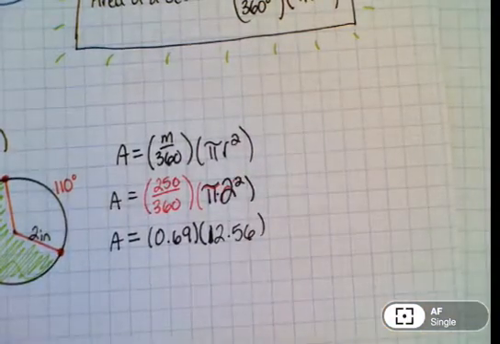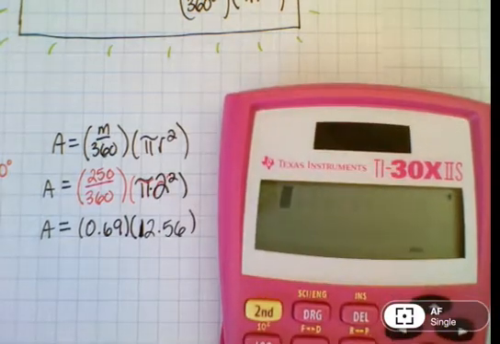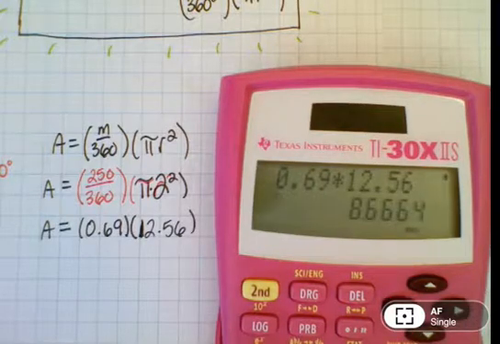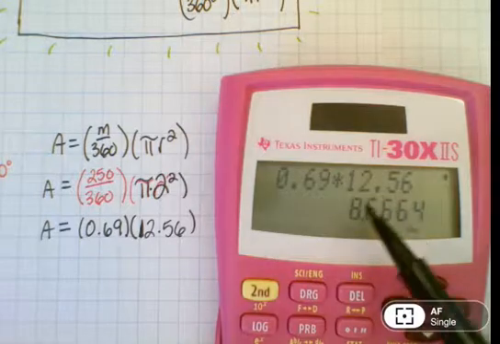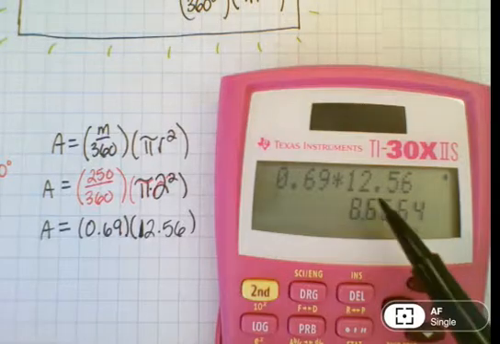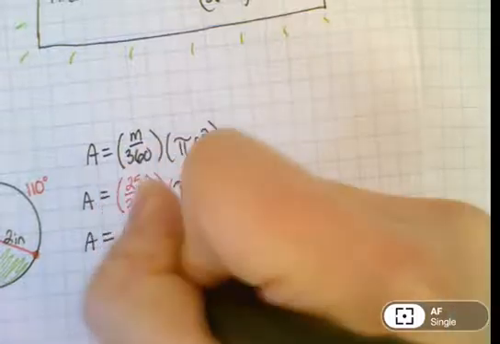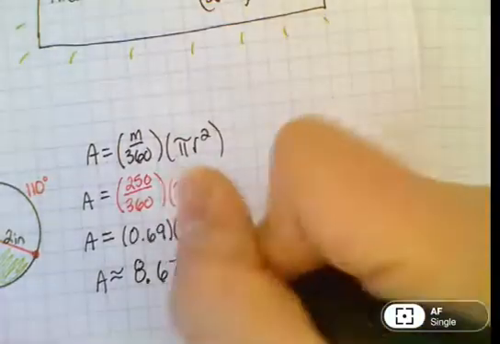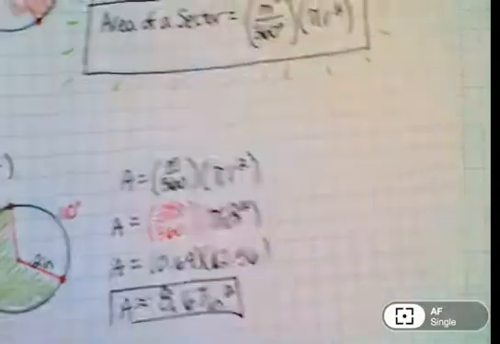And then I'm going to go ahead and take my calculator and do the multiplication. 0.69 times 12.56, 8.6664. So when I round to the nearest hundredth, that 66 is going to get bumped up because the number next door is 5 or greater. So the 66 will become a 67. So the area is approximately equal to 8.67 inches squared. And that's the area of that green sector of the circle.